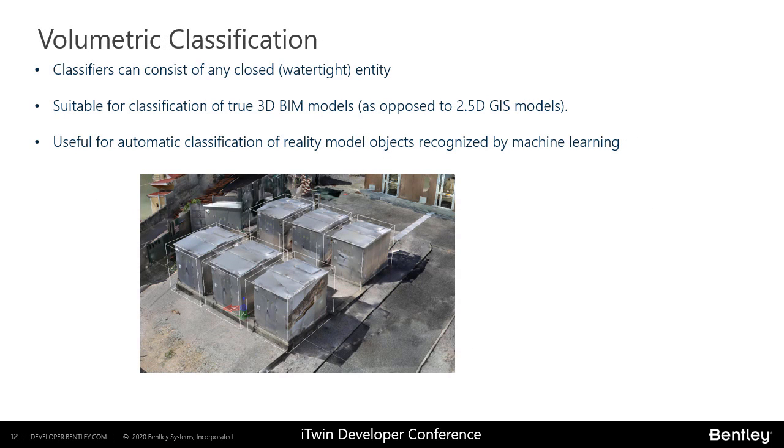Now, in volumetric classification, the classifiers can consist of any closed watertight entity. And this is suitable for true 3D BIM models as opposed to 2.5D GIS models. It's also useful for automatic classification when reality model photogrammetry is recognized by machine learning, which can then automatically generate the classifier volumes and their associated properties.